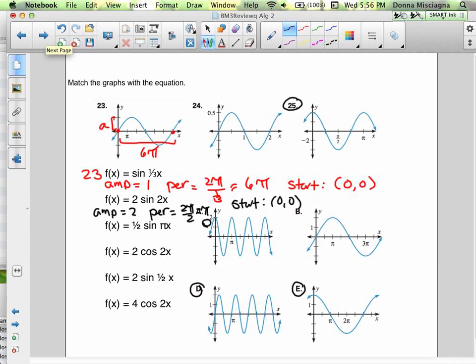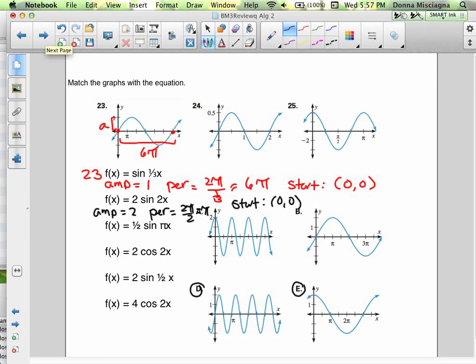Three of them, actually. Oh, this one does not have an amplitude of 2. Sorry, I did not look carefully at the scale. Not that one. Now we're looking for an amplitude of 2 and a period of 1, and it needs to start at 0, 0. If this one starts at 0 on the x-axis, notice it's going to have a shift, and our graph does not have a phase shift. So it is not that graph. This one's not correct.